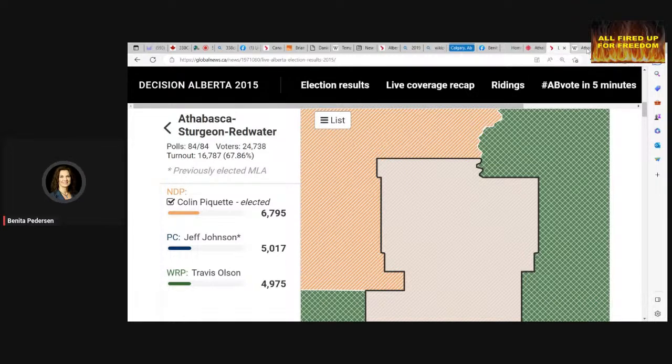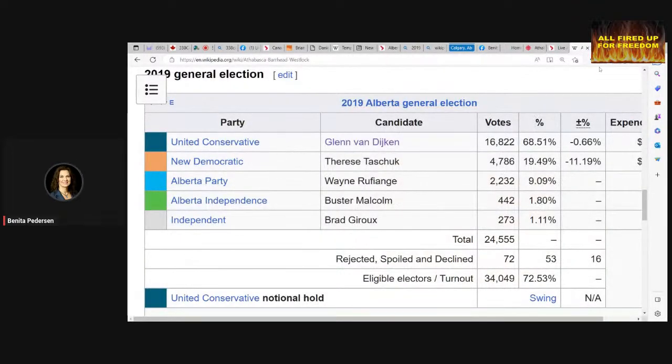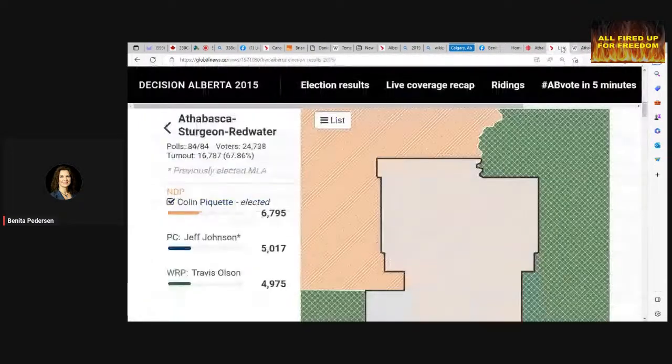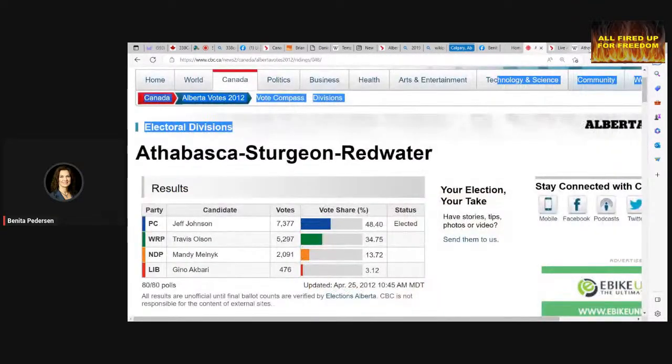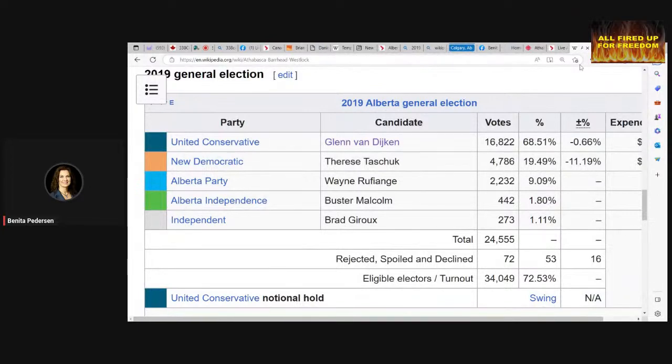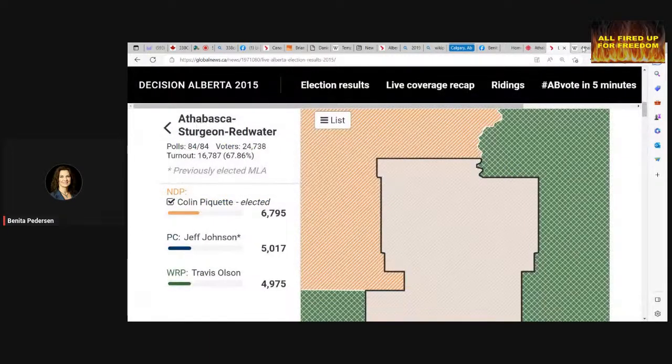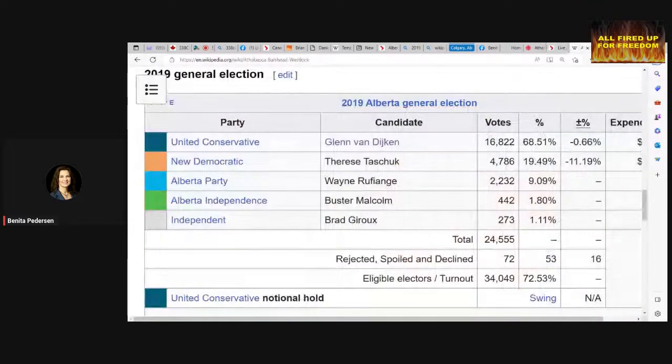Now, let's look at the results for 2019. And sometimes you can find, by the way, voting results on different media. For example, we were looking at Global News there. We were looking at CBC there. Sometimes you can go to Wikipedia. Right now, we're using Wikipedia for this one. So in this case, the lines changed and the Athabasca riding, which was formerly known as Athabasca Sturgeon Redwater, became Athabasca Barrhead Westlock. And as you can see, the United Conservative candidate was elected.